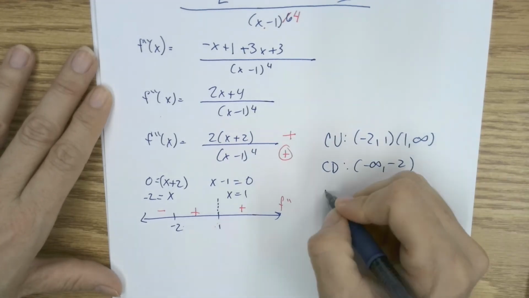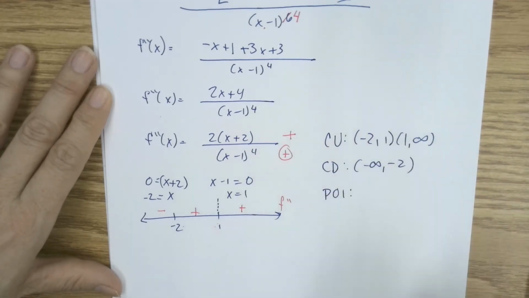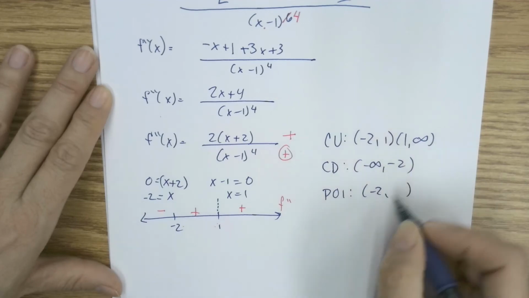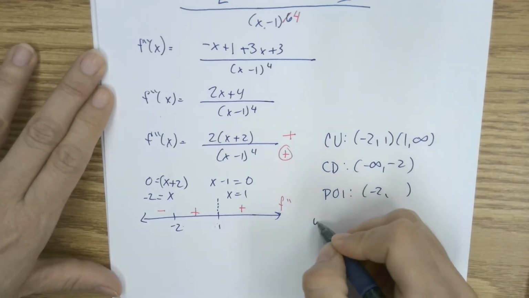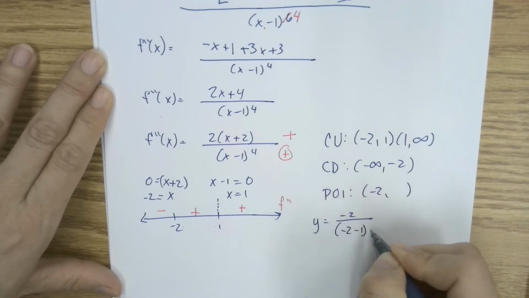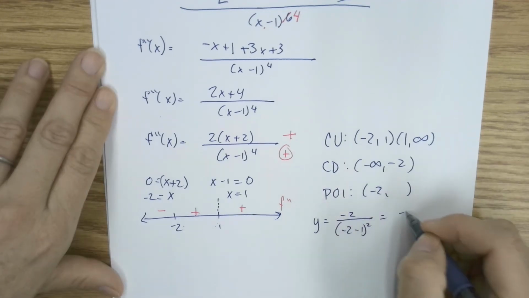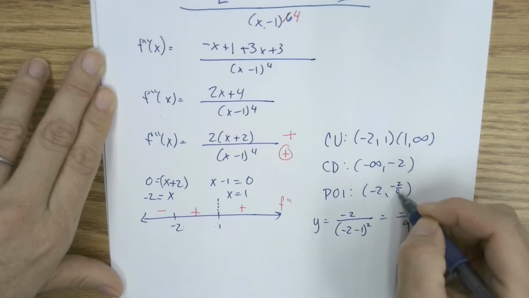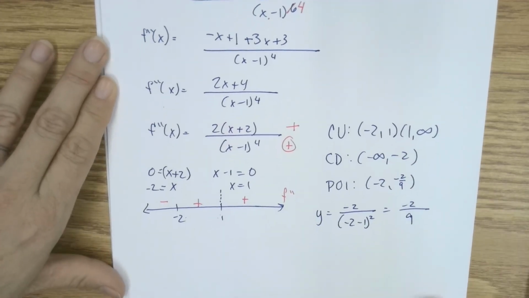We have a point of inflection, or an inflection point, at any concavity sign change, and we have a sign change at negative 2. So I do need to substitute negative 2 back into my original function. So negative 2 over negative 2 minus 1 squared. So negative 3 squared would give me negative 2/9. Okay, we are ready to sketch this thing.